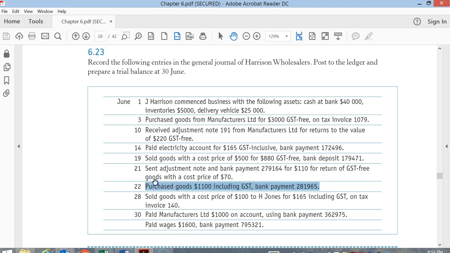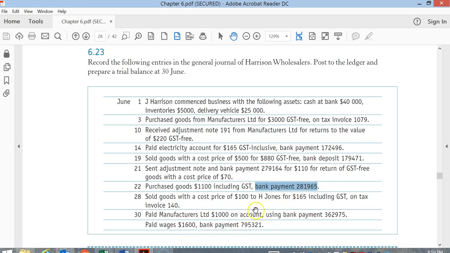This one here, we've purchased some goods including GST. So our three accounts that we're going to use: we've purchased some goods, so we're buying inventories, so it's going to be inventories asset account, debit. It includes GST, and we are paying money, we're buying stuff, therefore we're receiving GST credits. So our debit will be GST credits received. And we've paid from the bank account, so our bank account is going to be going down.